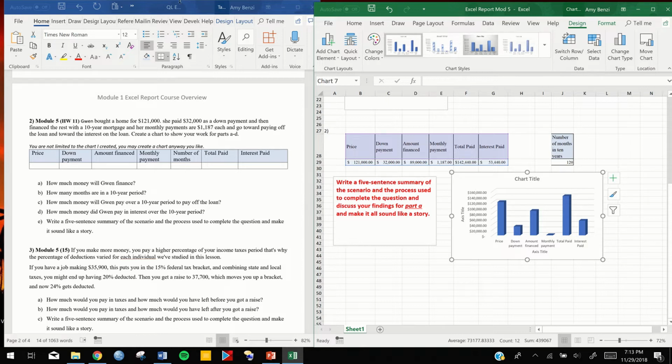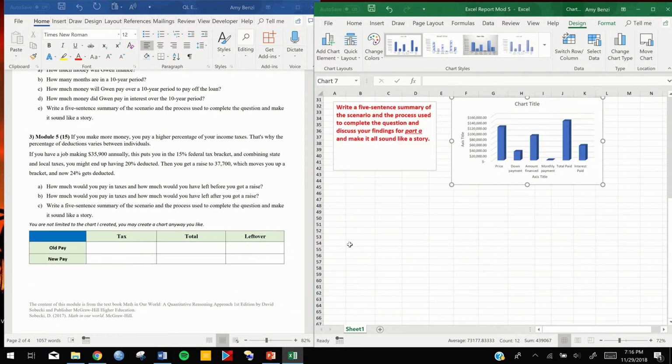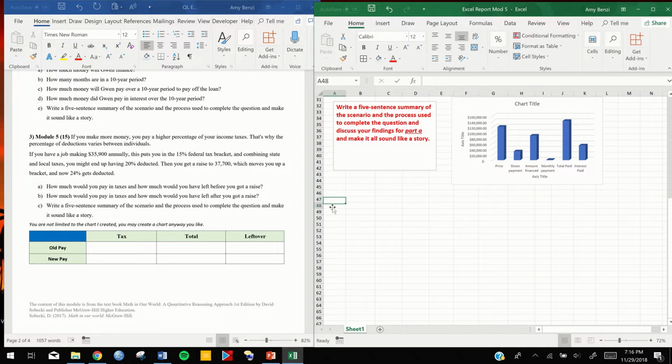All right, moving on to number 3, folks. All right, guys, it looks like we're ready for number 3. So for number 3, we are going to talk about paying taxes and tax brackets.